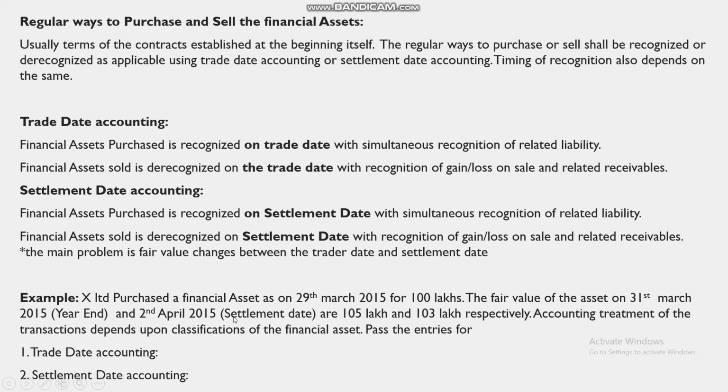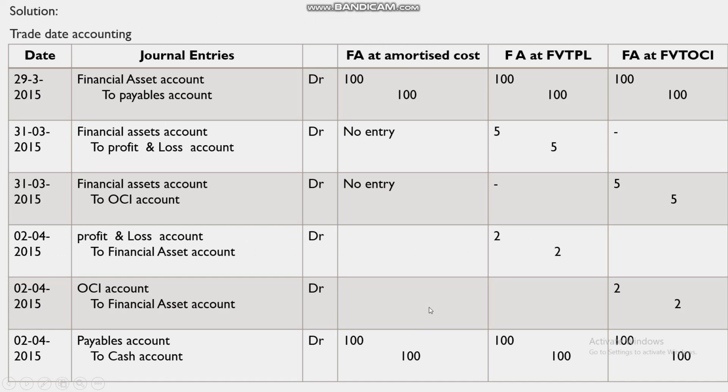Okay, so when we are entering into the contract, the value is 100 lakhs. Then after that the price of that asset increased, so that is the profit for us. So if we waited till 2nd April, we would have to pay 3 lakhs more, but now we have already entered into the contract on 29th of March. That's why we need to pay only 100 lakhs.